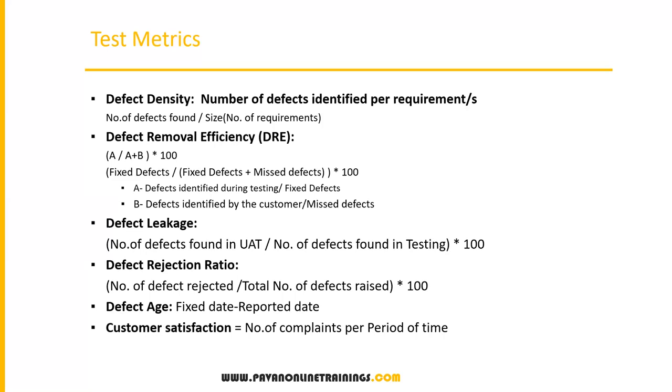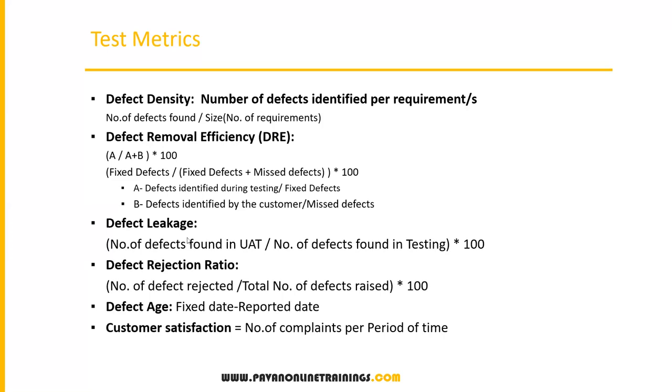If the customer identified defects, it means we missed those defects during the testing time. So those defects are identified by the customer in the later stages. So A means the defects identified by the tester, or fixed defects. B means defects identified by the customer, or missed defects. So the formula is A by A plus B into 100. This formula will calculate defect removal efficiency, DRE. This is one of the important metrics which you have to use for defects.